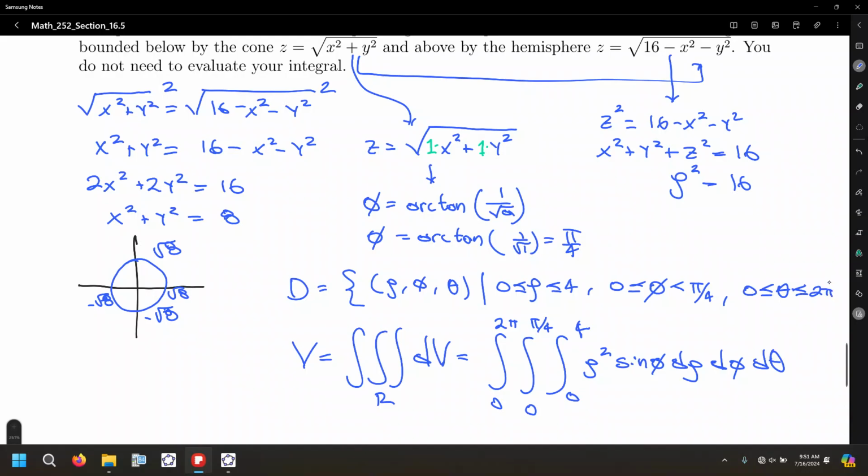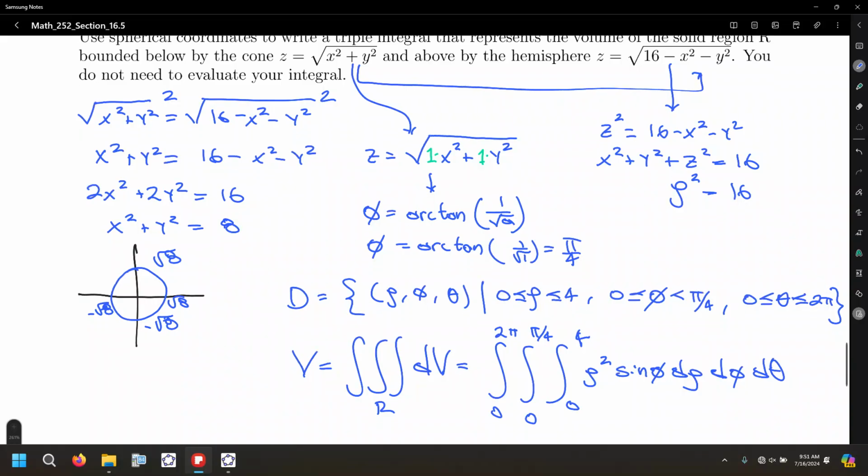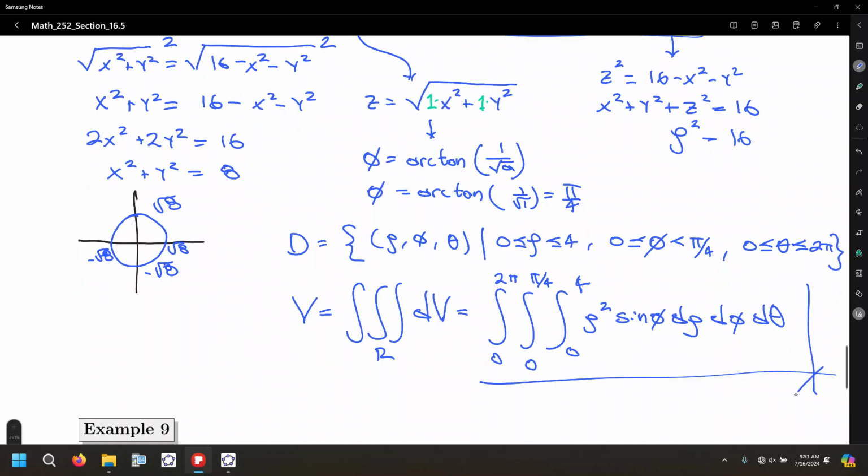How do we know it's 0 to 2 pi? Because there's no additional condition. When they tell us the volume bounded by these two surfaces, it is safe to assume it's the entire solid, unless they say to use spherical coordinates to write a triple integral that represents the volume of the region R in the first octant. If it said the first octant, then our limits for the polar angle would have been 0 to pi over 2, because that's only the first octant. So that's our result. In this case, we just want to set up the triple integral.